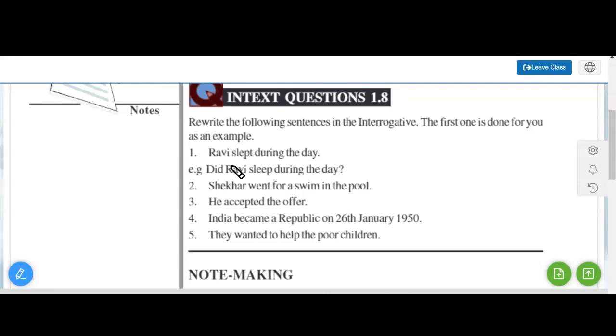Next one is in-text question 1.8. So rewrite the following sentences in the interrogative. The first one is done for you. Ravi slept during the day. That's a sentence. If you go for negative sentence, it will be Ravi did not sleep during the day. So if your verb is sleep and Ravi is the subject, sleep and past is slept. So first form is sleep for slept. So how your sentence should go? Use the word did, then Ravi, did Ravi, first form, it is sleep, and rest of things will be same, during the day.